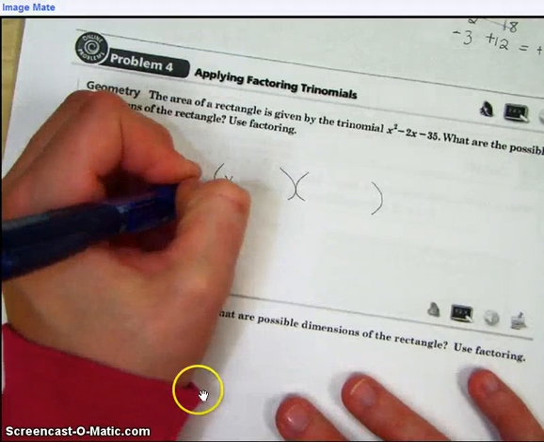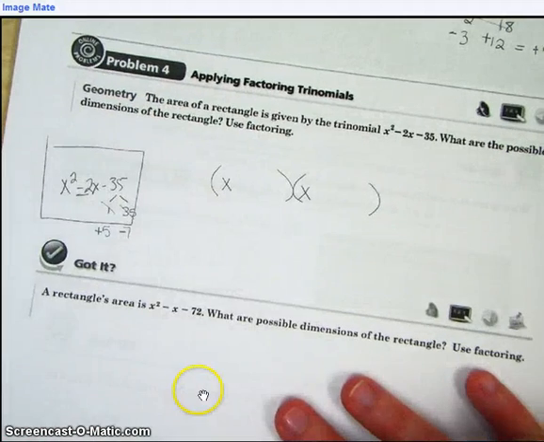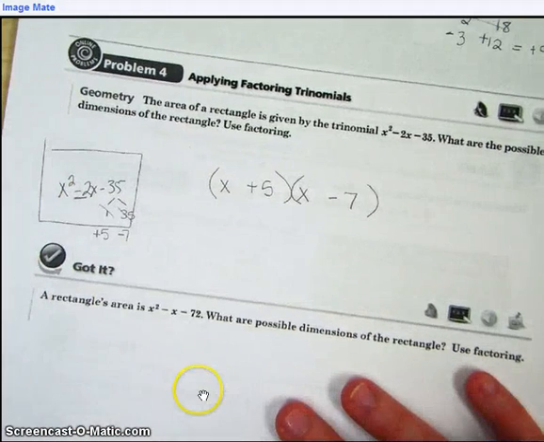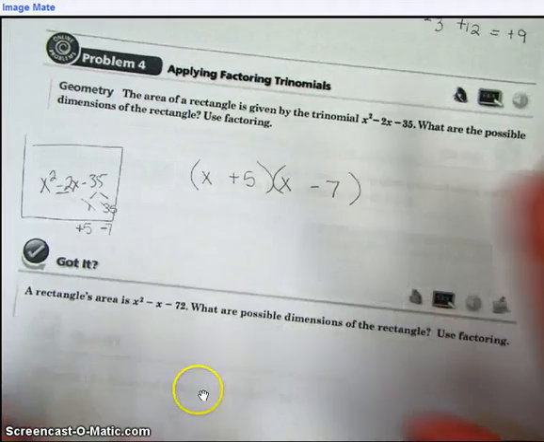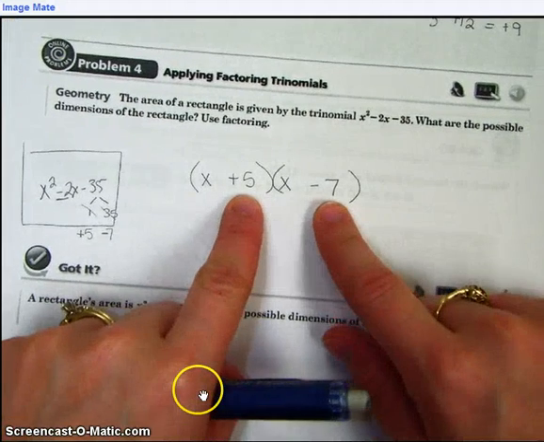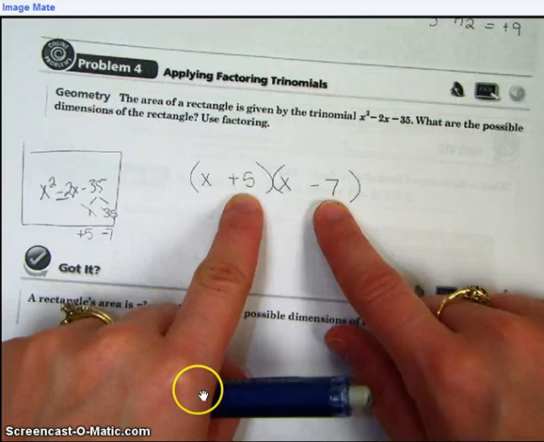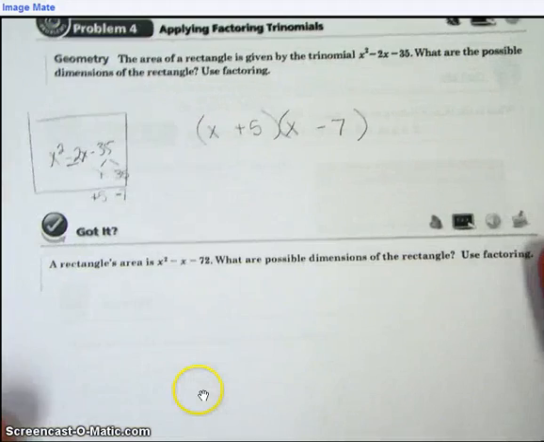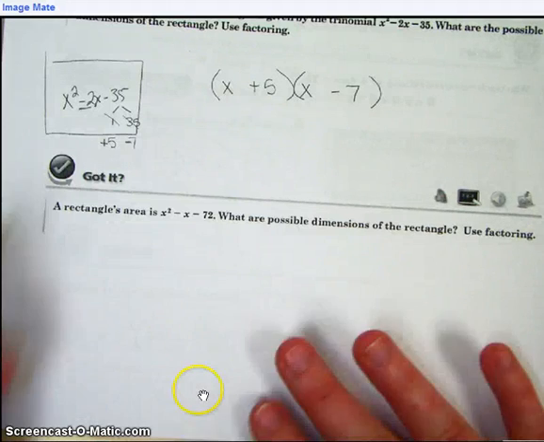So let's do x and x. Let's do a plus 5 and a minus 7. That describes the length and the width. When I multiply, I get negative 35. When I add them, I get negative 2. Let's try it one more time.